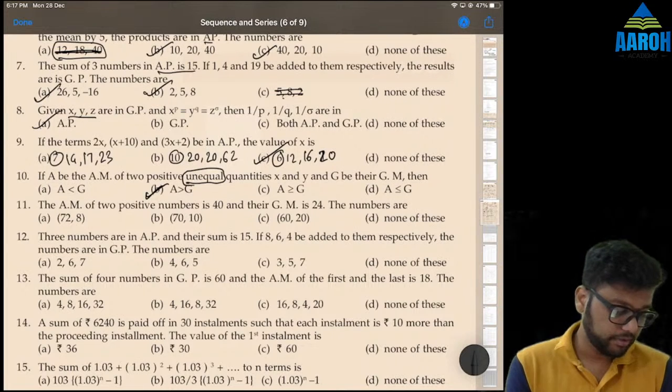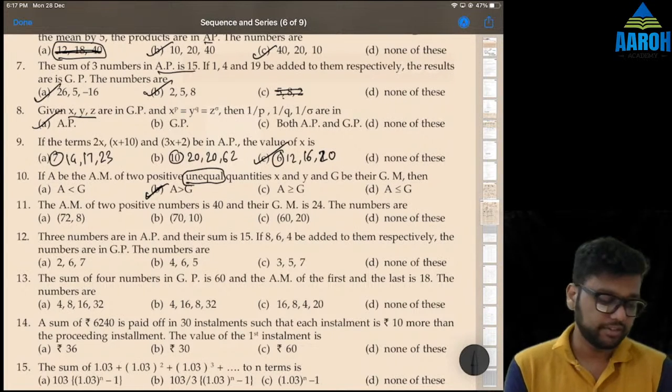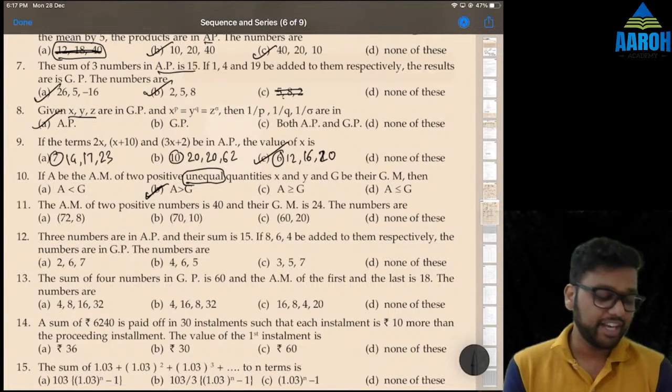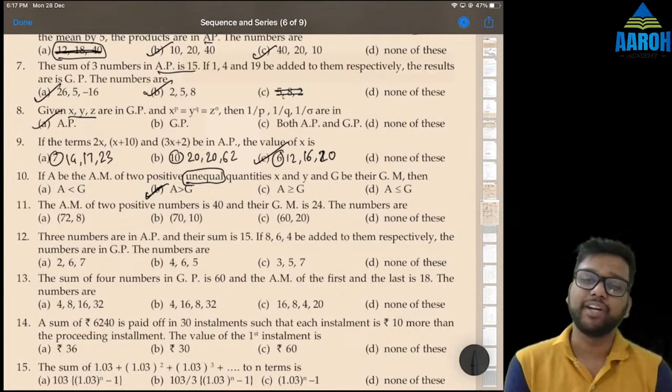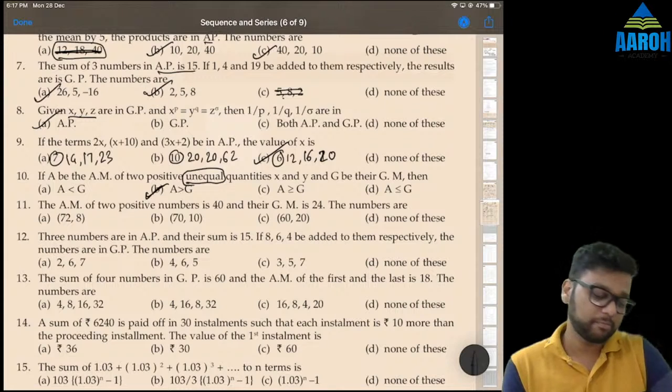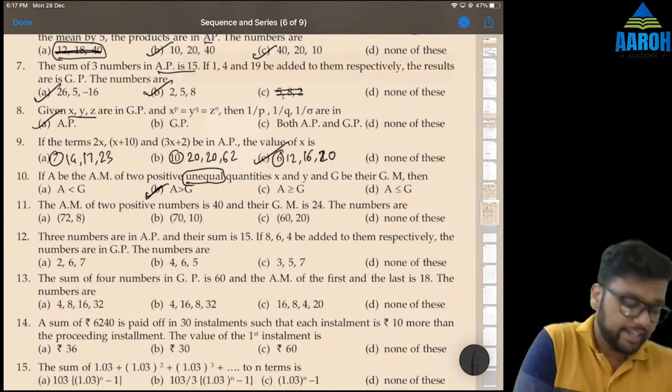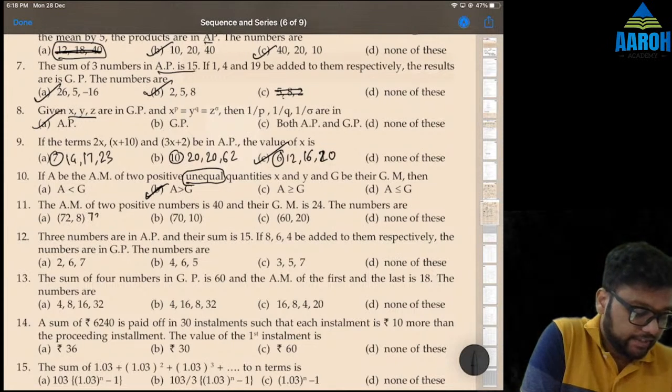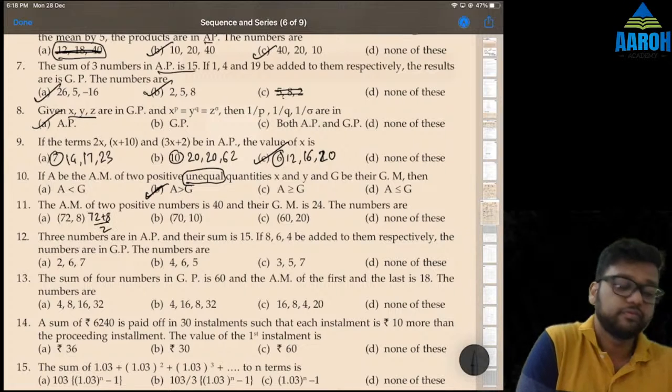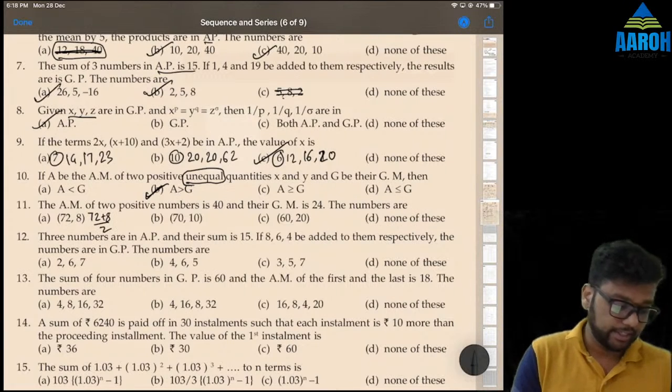11th is, such a question cannot come in the exam. AM of two positive numbers is 40, GM is 24. Obviously, we have to go by options. How do we check AM? For AM, we'll check (72 plus 8) divided by 2. That is 40, so that is correct.